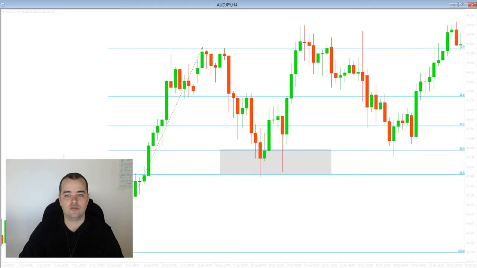It's not just obvious that these areas are being respected. It constantly keeps getting respected over and over and over again. So with this one, as it breaks up beyond the 61.8, you can buy.